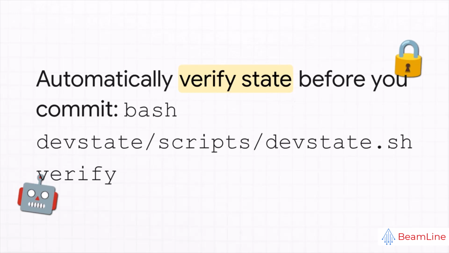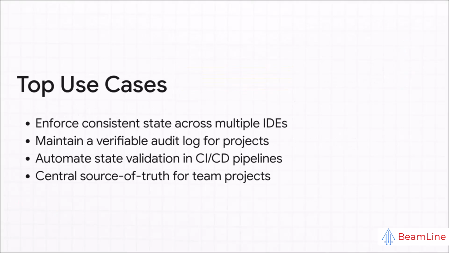By running that verify script automatically before every single commit, you basically create a gatekeeper. This makes it impossible for inconsistent or out-of-sync state to ever even get into your version control. Just think about that. No more broken builds because of state drift. Ever.